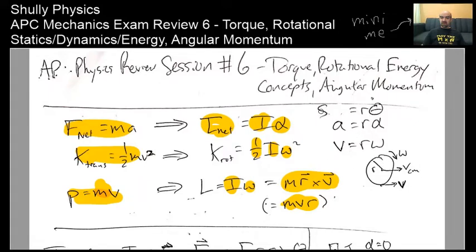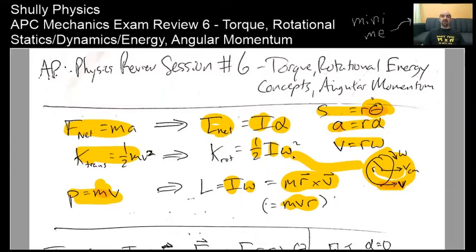All right, so a couple of tools just to remind you about, to keep in your back pocket. s, the arc length, equals r theta. That's the relationship between the angular position and the arc length, or I guess angular displacement. We've got v equals r omega and a equals r alpha. So remember all those. The v would be the edge speed, a would be the edge acceleration, omega is the spinning speed.